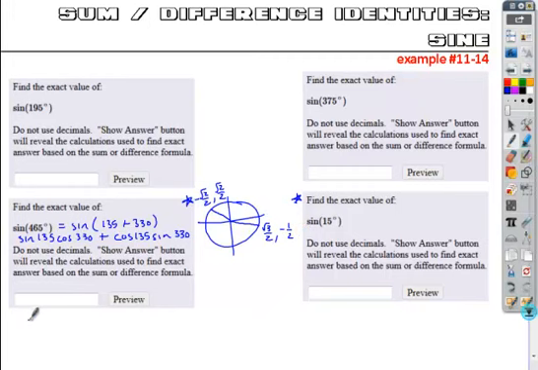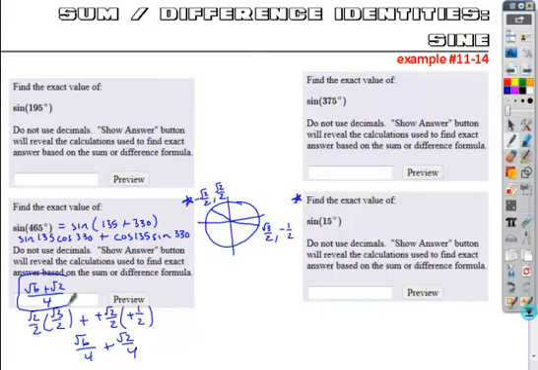So the sine here is root 2 over 2. The cosine here is root 3 over 2. All plus. The cosine here is negative root 2 over 2. And the sine here is minus 1/2. Minus a minus becomes a plus. And so when I calculate this, I get root 6 over 4 plus root 2 over 4. And that would be my solution: root 6 plus root 2 all over 4.